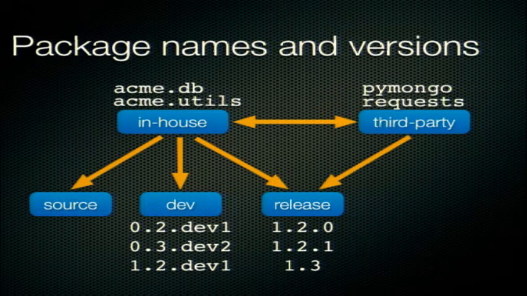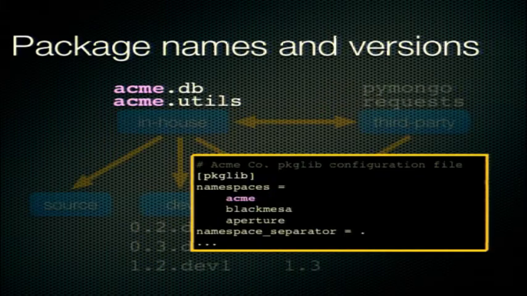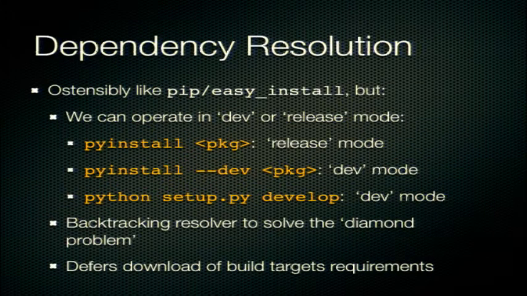So how do we identify an in-house package versus a third-party package? In your packagelib.ini file, there's a section called namespaces. Now, the Zen of Python says namespaces are good, so this is how it's done. It's basically a straight string comparison. If your package name starts with any of the things in your namespaces section, then it's an in-house package. Simple as that. Okay, so next I'm going to talk about dependency resolution, a subject very dear to my heart.